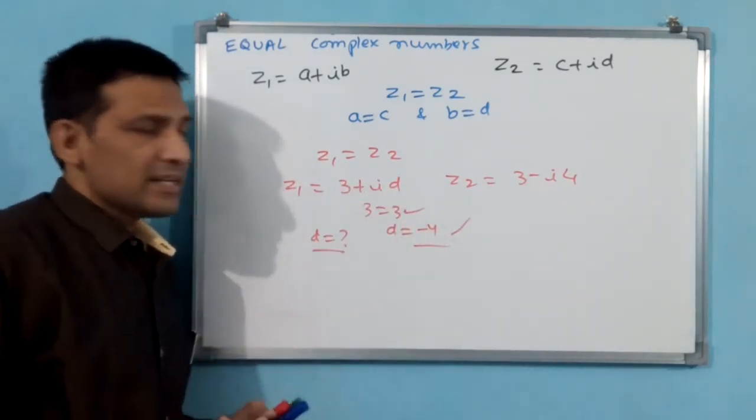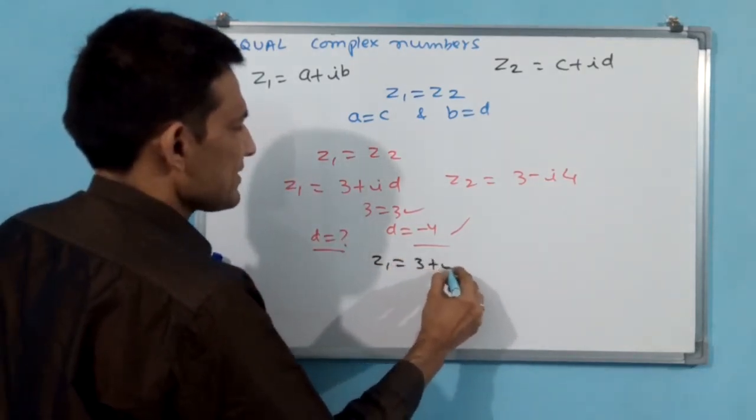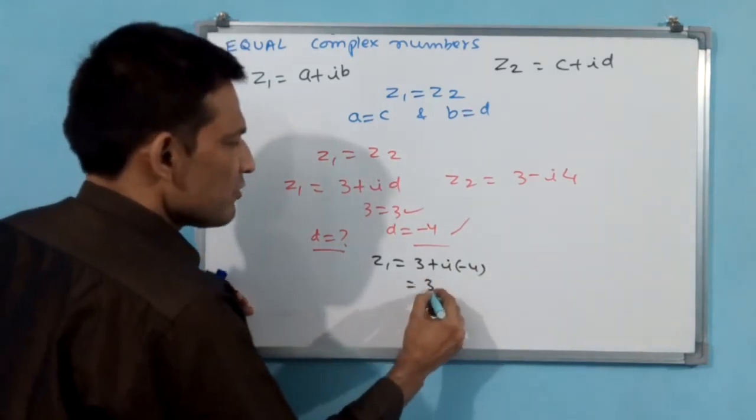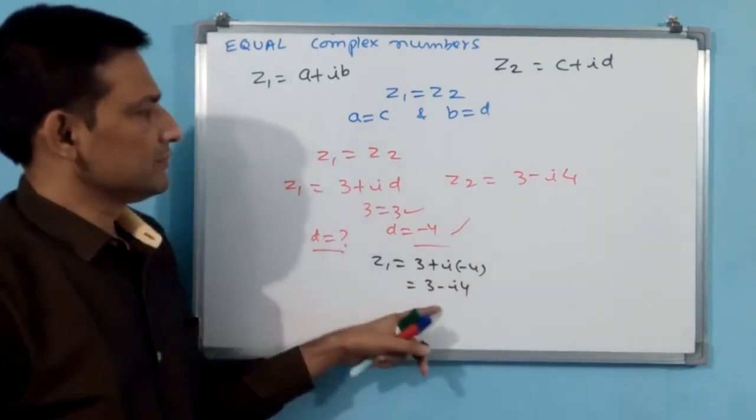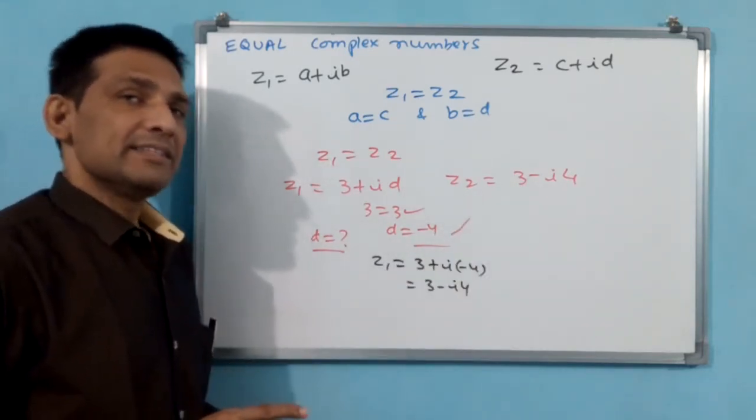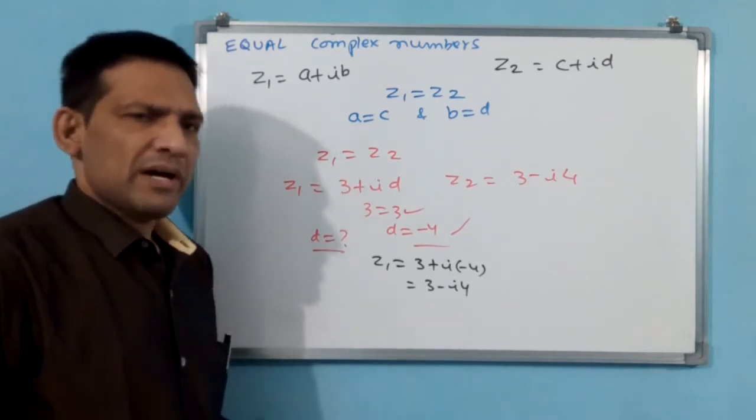How can you write here? Z1 is equal to 3 plus i into minus 4. Ultimately it is going to become 3 minus i4. Like this, you have to understand the concept. These are equal complex numbers.